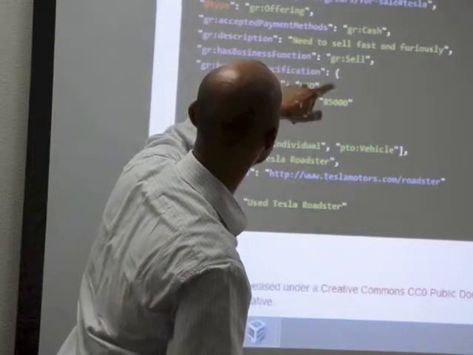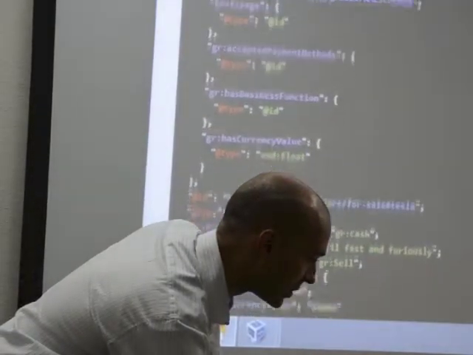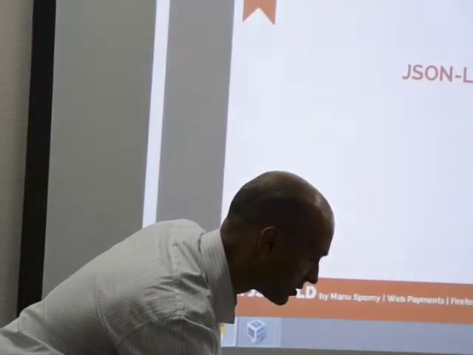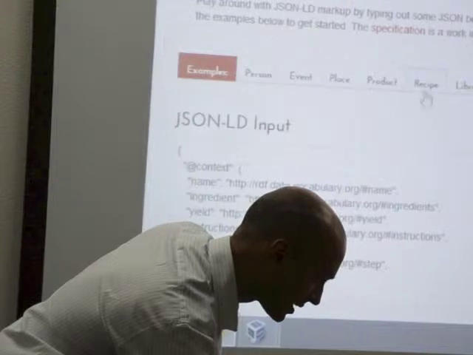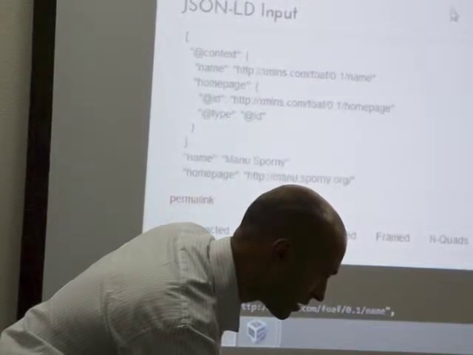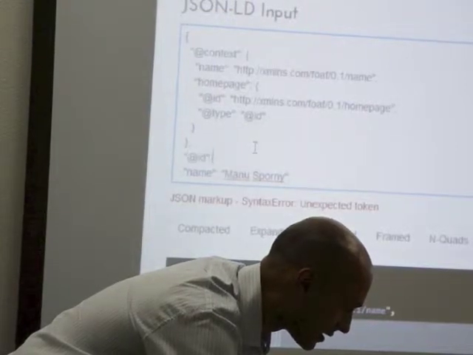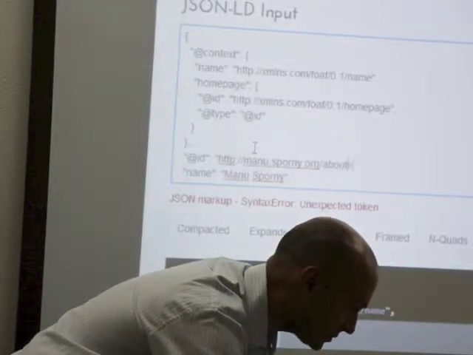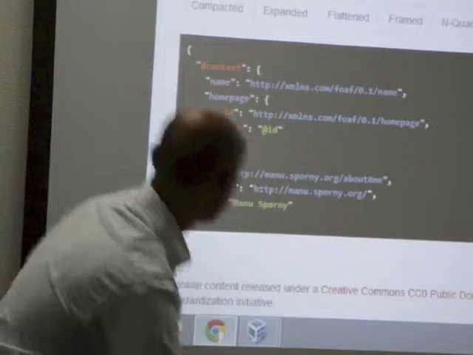Okay, ID. So this is a Tesla that's for sale. Anyone want to buy it? And so what you can do is, I'm going to just delete this context here. Let's do this instead. I'm going to give myself an ID. So what I've done is I basically took that data and I added an ID.